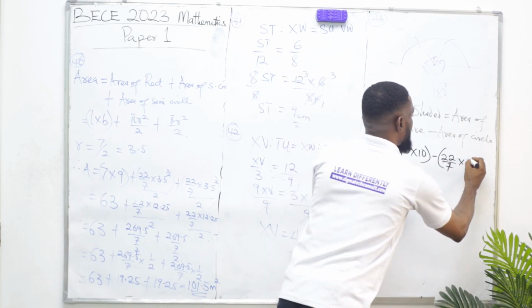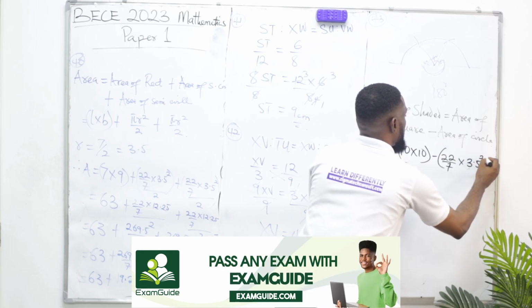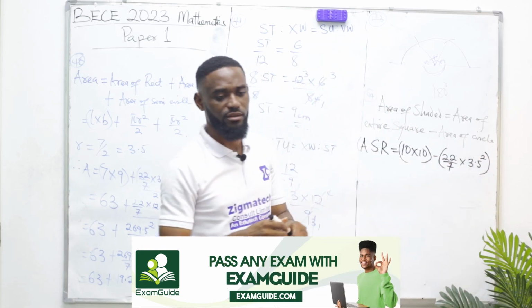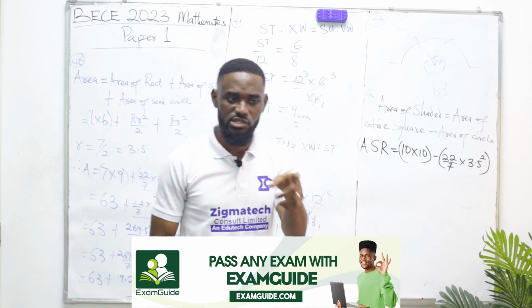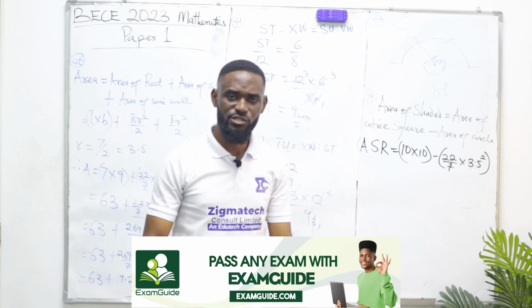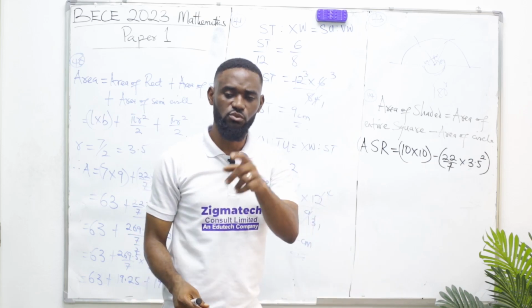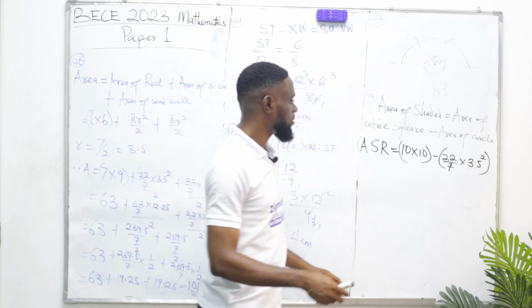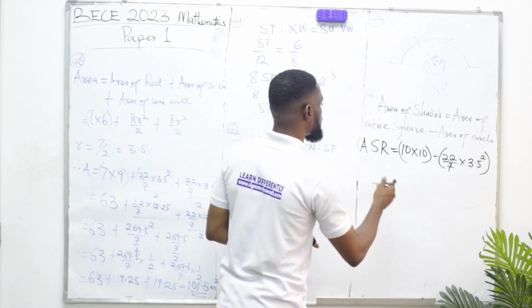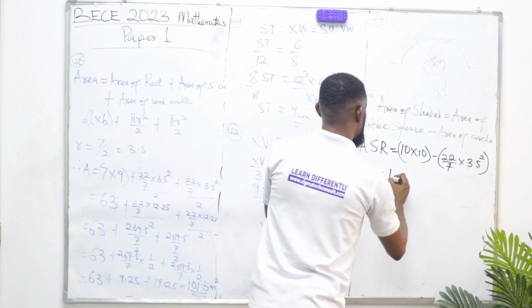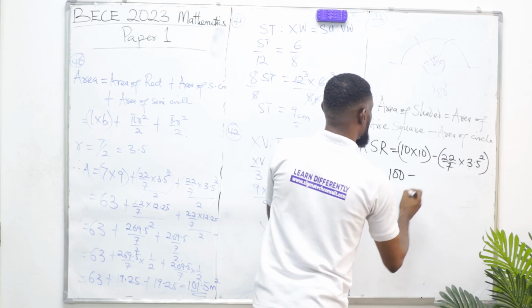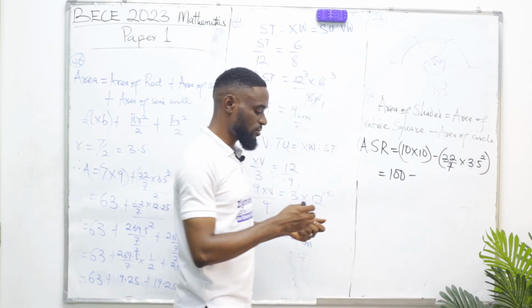That is 3.5 squared. How did I get 3.5 squared? 7 is the diameter, as you can see on the screen, while the radius is diameter over 2. 7 over 2 is 3.5. All right? Okay, so let's do that now.